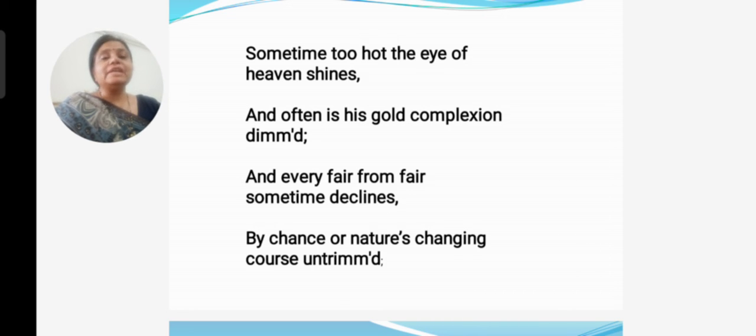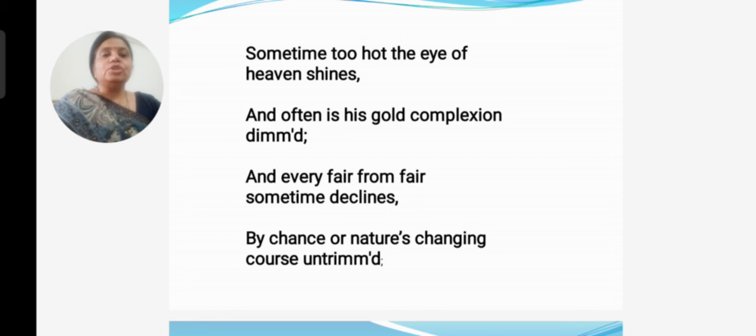It has a shining like the sun, but its heat is not scorching, and often is his gold complexion dimmed. Another negative point of the sun is that the gold complexion, the gold color of the sun, is dimmed by eclipses and by clouds, but the beauty of the fair youth is never eclipsed, is never covered. And every fair from fair sometimes declines. Every fair from fair, whether it is a beautiful flower or a beautiful season or a beautiful face, it declines one day. It is a universal phenomenon.